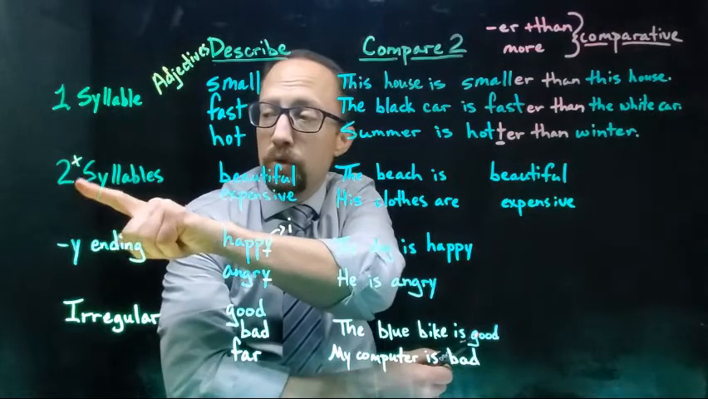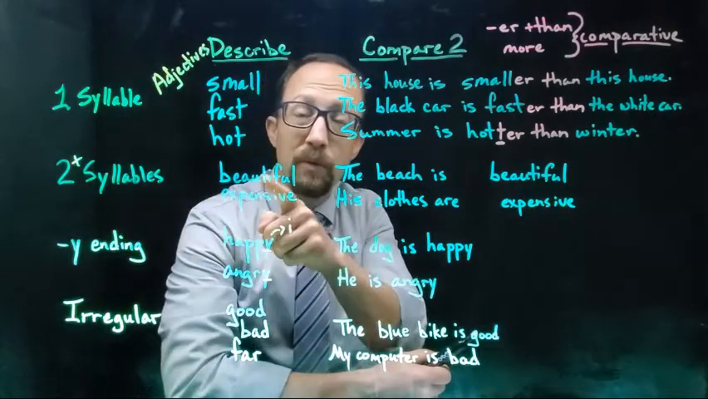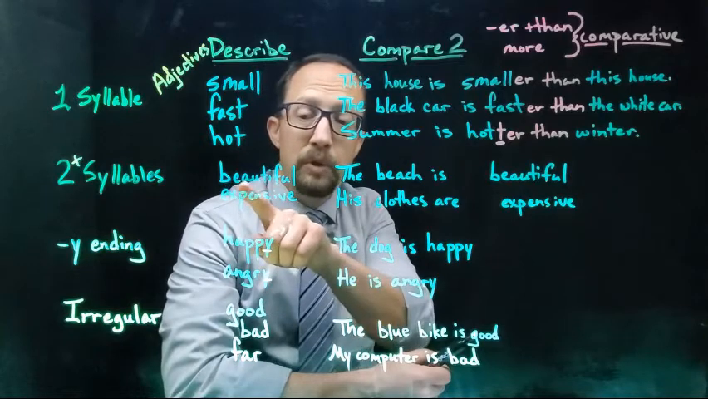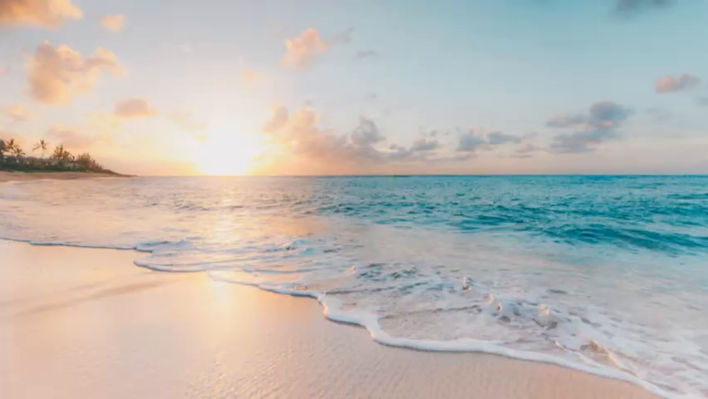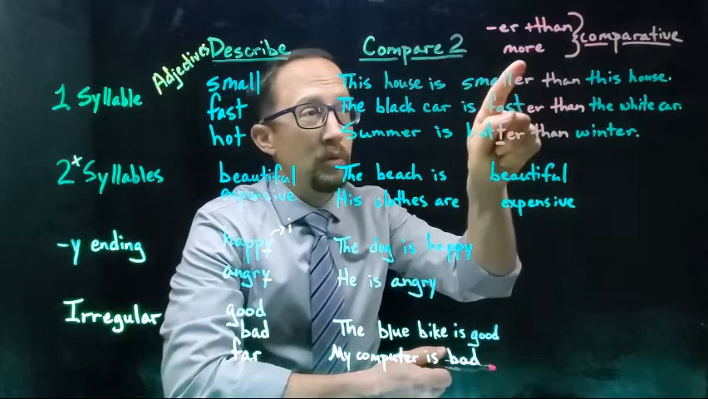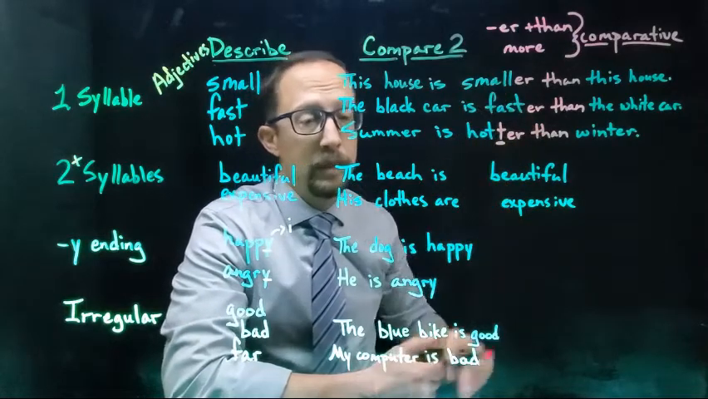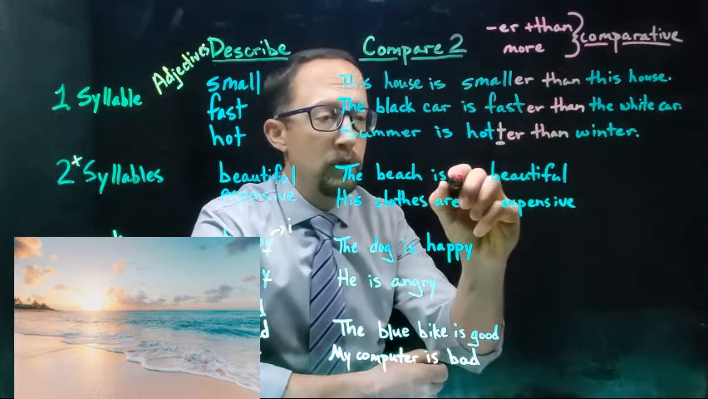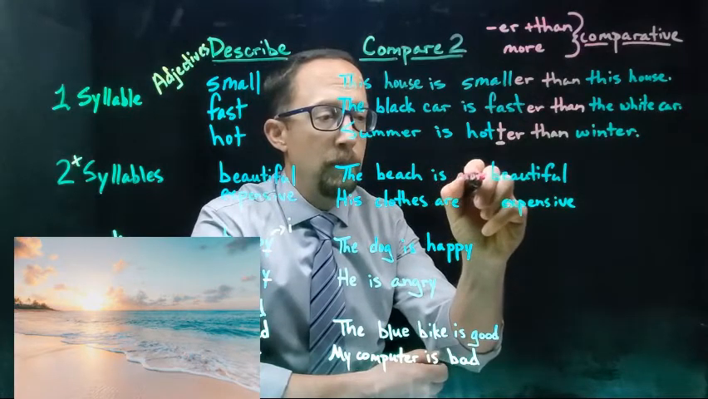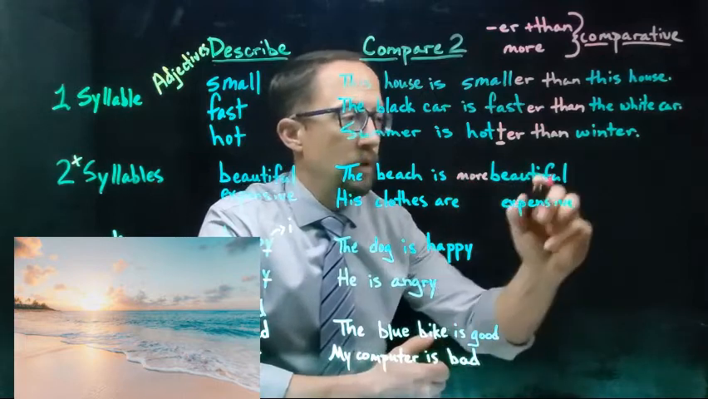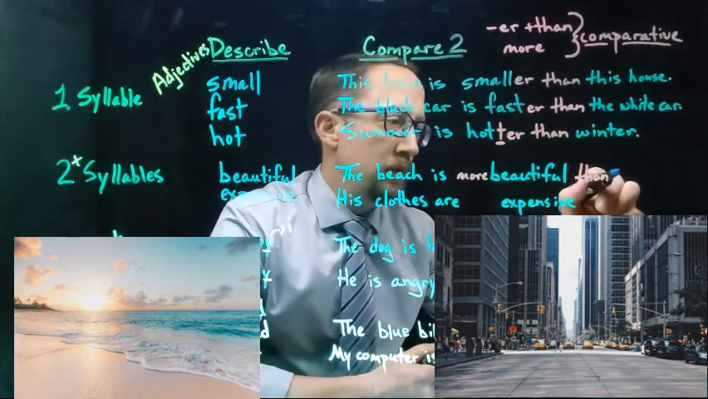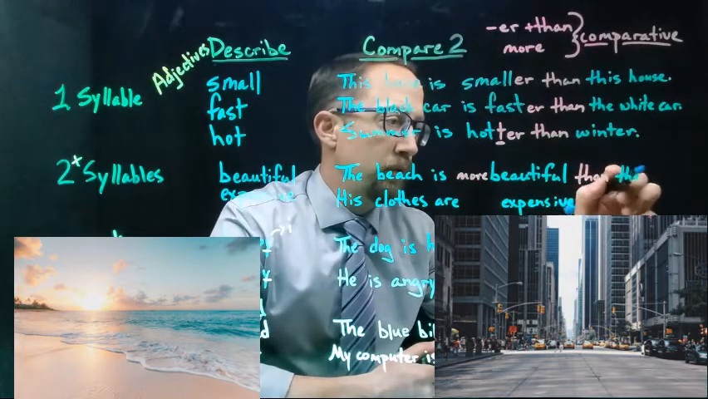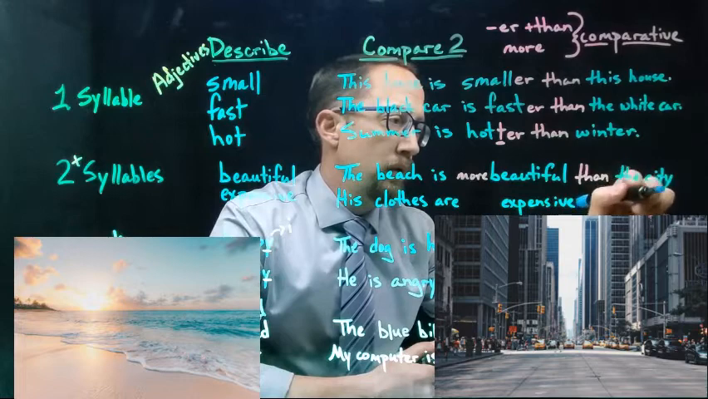Now we have two or more syllables for the adjective. Beautiful, right? So we can say the beach is beautiful. We change it with more. So we say the beach is more beautiful than the city. The beach is more beautiful than the city.